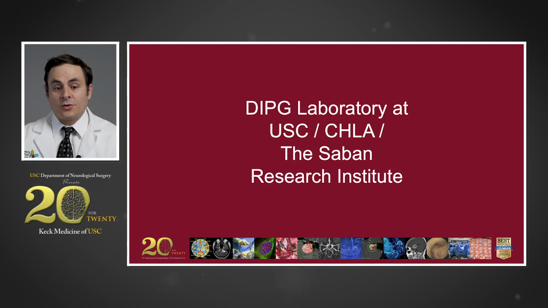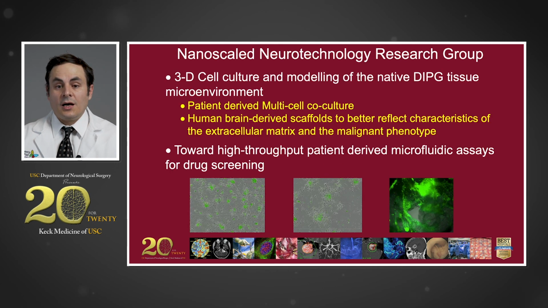Our DIPG laboratory at USC CHLA and the Saban Research Institute takes advantage of modern knowledge on DIPG, and we're pursuing avenues such as three-dimensional cell culture and modeling of the native DIPG tissue microenvironment. We do this through patient-derived multi-cell co-cultures, as well as human brain-derived scaffolds that better reflect the characteristics of the extracellular matrix and the malignant phenotype. This is moving us towards a high-throughput, patient-derived microfluidic assay for drug screening that could dramatically improve therapy in the future.